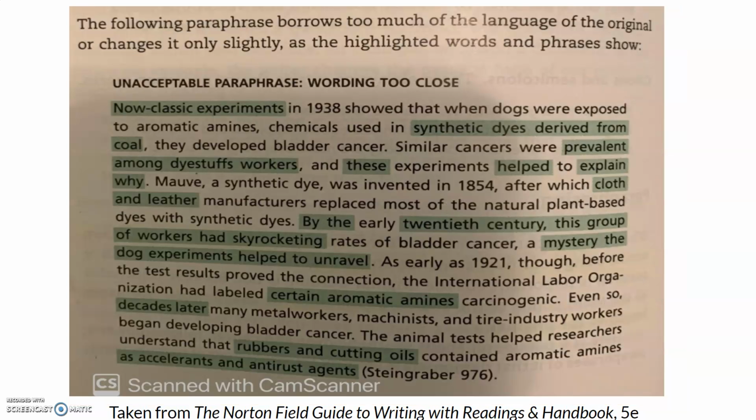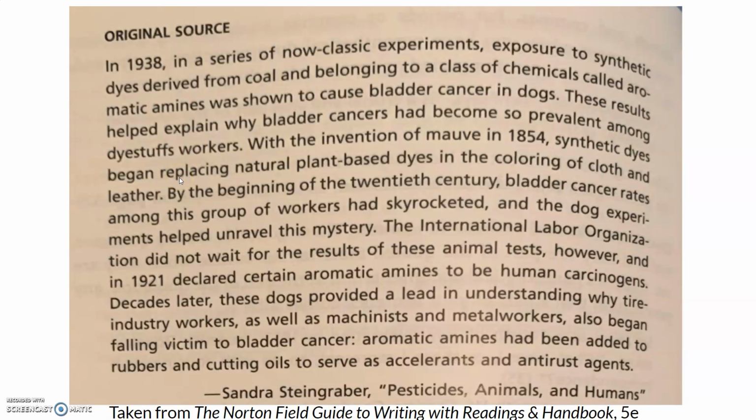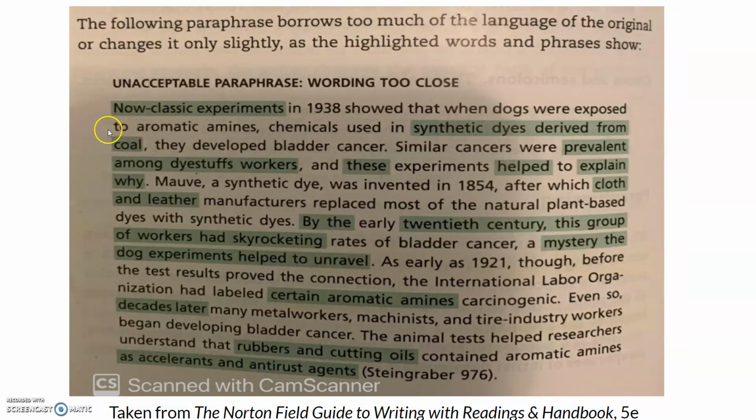And then on this page, anything that's highlighted shows that they changed a little bit of it, but not a lot. So I have, in 1938, in a series of now classic experiments, exposure to synthetic dyes derived from coal tar, belonging to a class of chemicals called aromatic amines, was shown to cause bladder cancer in dogs. Okay, so I moved now classic experiments to the beginning. I moved the dog exposure to the middle. But this is still using their exact words. I just shifted it around. That's still plagiarism. If you want to use the words that badly, use a direct quote.